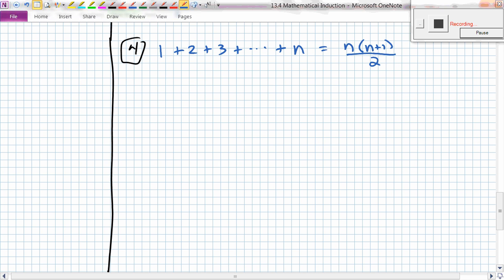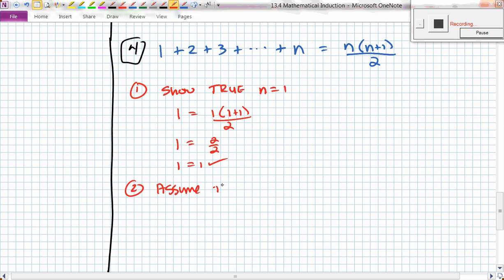Let's see. All right, step 1. What's step 1, you guys? Show true for what? For n equals 1. So let's see here. Does 1 equal 1 times 1 plus 1 over 2? Yep. 1 equals 2 over 2. Check. Number 2. Write it out. Or you assume true for n equals k.